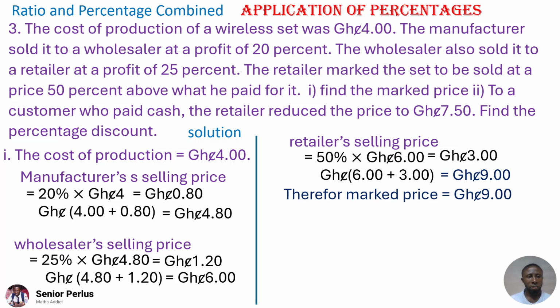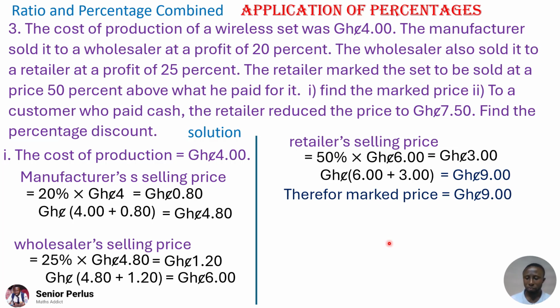Okay, that's the mark price. Good. So you see from here, the cost of goods was 4 cedi. The manufacturer sells to the wholesaler at 20% times the cost of goods. Then the manufacturer has what? 4 cedi 80 pesewas. Good. Then they continue that the wholesaler also sells to us, the retailer. So the wholesaler does 25% of the manufacturer's price. Then we have the 6 cedi. Then the retailer marks the price to be sold as what?